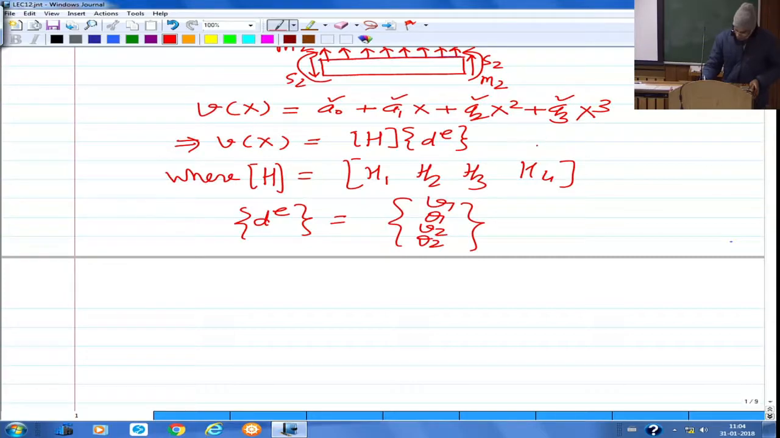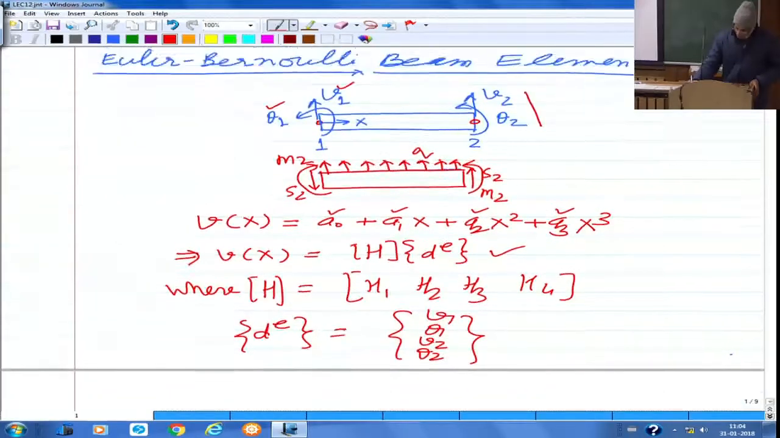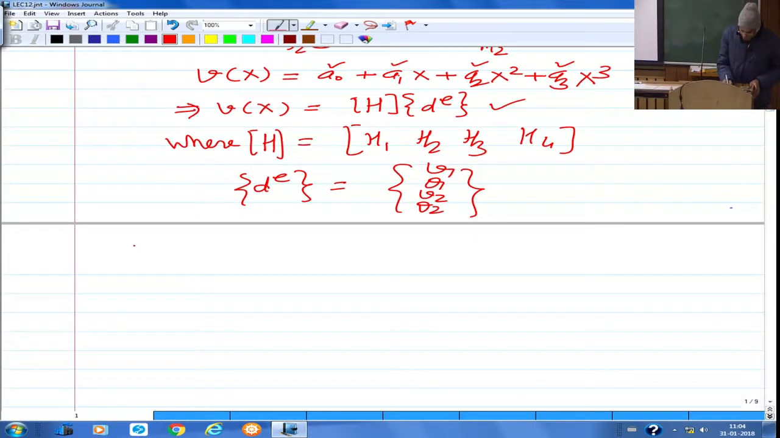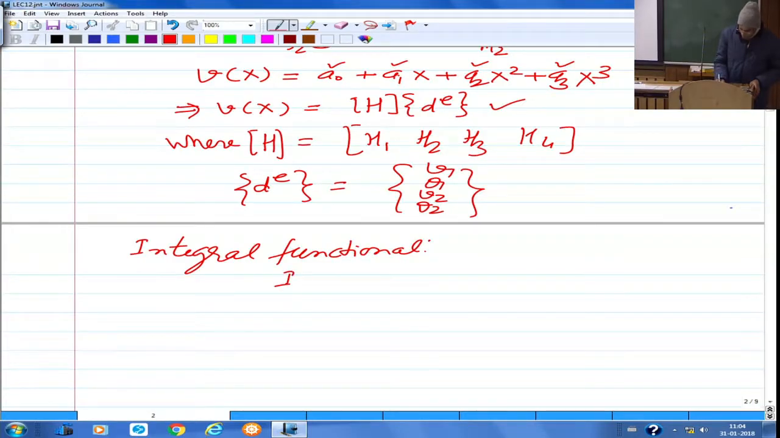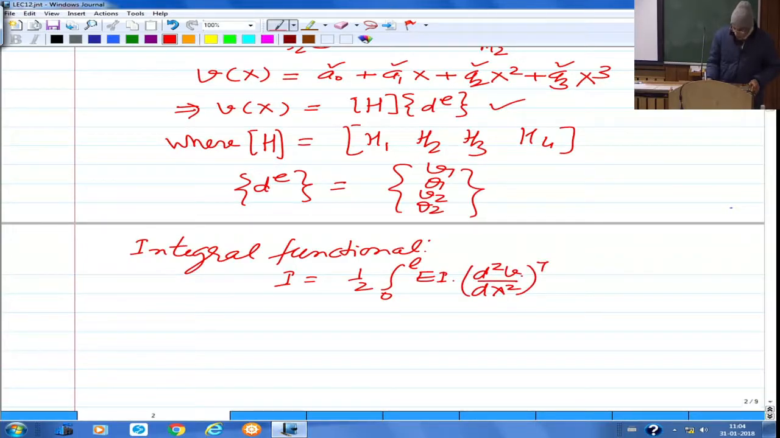So now the next step is to substitute this approximate solution in the integral functional. If you look at the integral functional, we need to slightly rewrite it. We had derived it. The integral functional I is half of the integration from 0 to small l of EI times d2v by dx square whole square. Since this is going to be in terms of products of matrices and vectors, you write it again in the form of a transpose. It is essentially a scalar, so you can always write d2v by dx square whole square as d2v by dx square transpose into d2v by dx square dx.